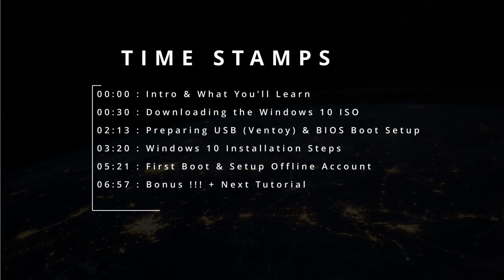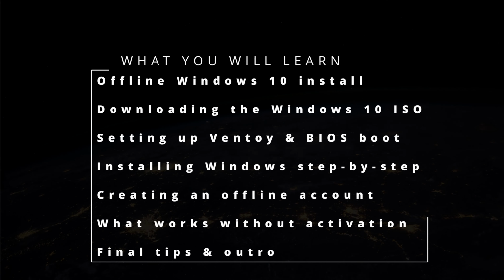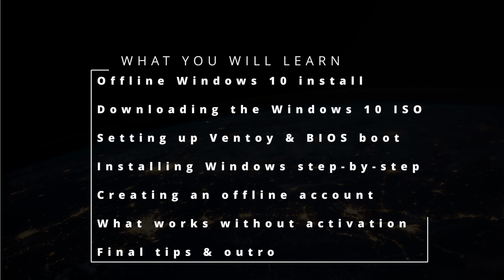Welcome to today's tutorial. In this video, I'm going to walk you through exactly how to install Windows 10 Pro using a completely offline account. No Microsoft login, no internet, and no online setup at all. And make sure you stay until the end because I'll also explain what you can still customize on a non-activated copy of Windows, including things most people think are blocked. And if you want to learn how to do those customizations, I've got a separate quick tutorial coming up next.